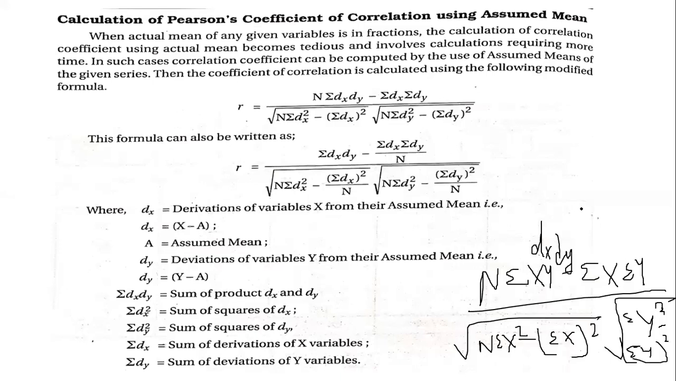That's all I'm doing. So the first formula: n into sigma dx dy. Where you see x and y, in this place I'm writing dx and dy. Then minus sigma dx into sigma dy, the whole divided by square root of n into sigma dx square minus sigma dx the whole square, and again n into sigma dy square minus sigma dy the whole square. Okay, so this is one version of the formula.